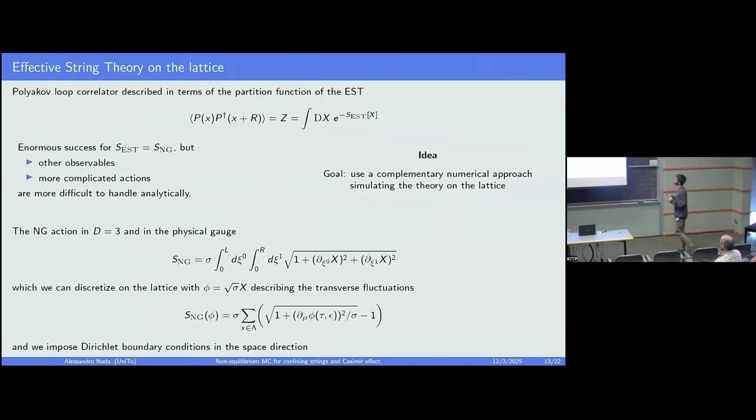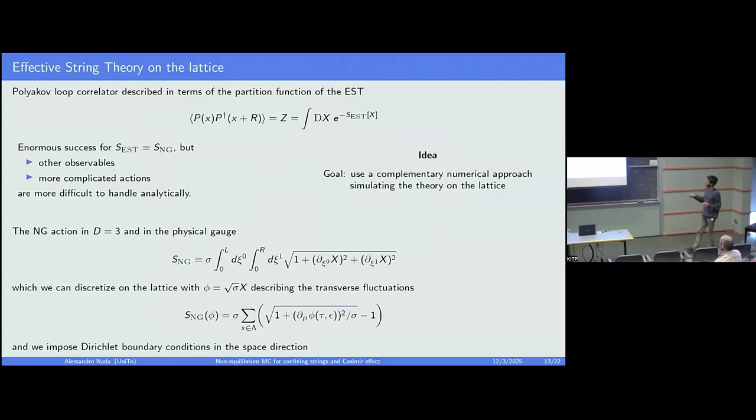So we tried a complementary numerical approach. We probably will never substitute the analytical one, but it will help us in understanding a few things, and to put this theory on the lattice. Okay, so not the Yang-Mills theory, which I'm not touching now, but the Nambu-Goto one. And you can write the action of the worldsheet. The worldsheet of the Nambu-Goto, we know it very well in the physical gauge, and you can just discretize it on the lattice. Okay, and this is what comes up.